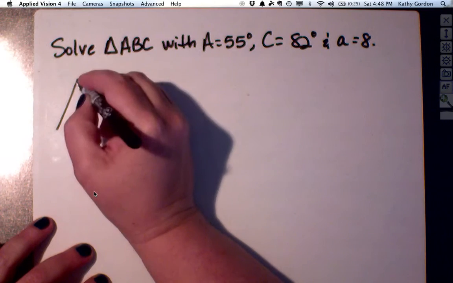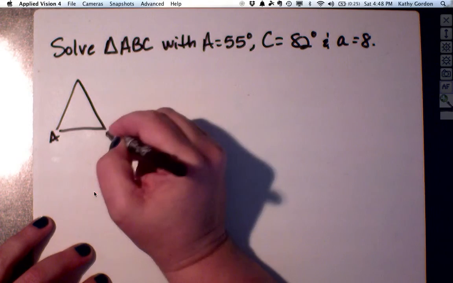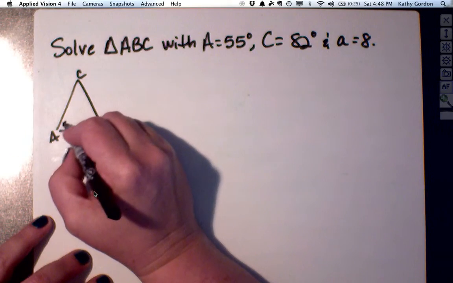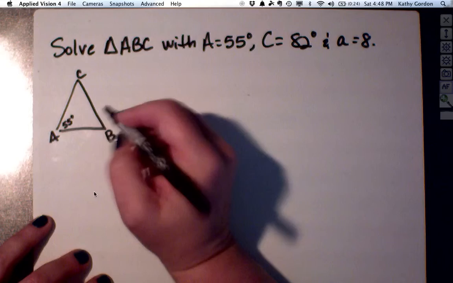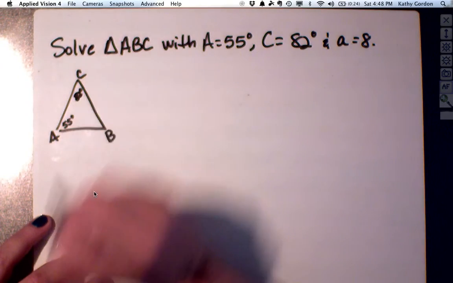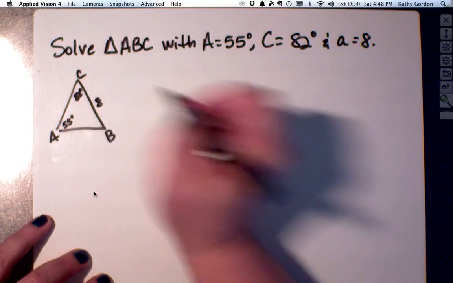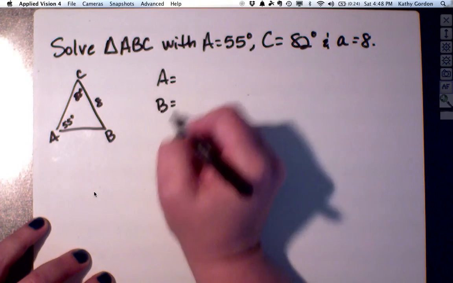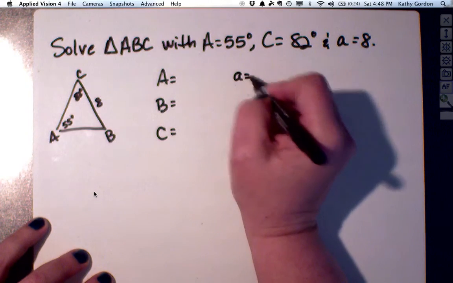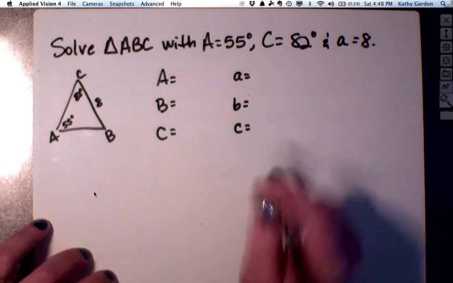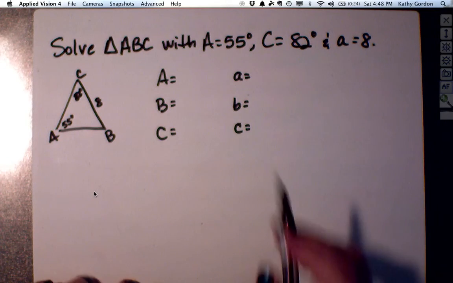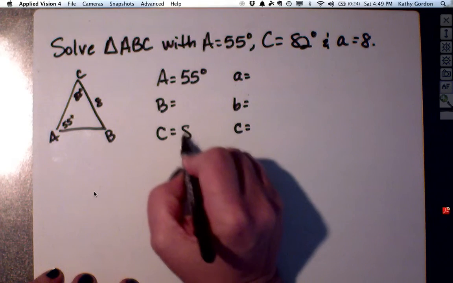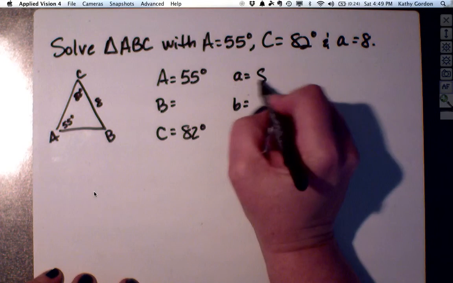All right, so if I do a quick triangle here, label my vertices with A, B, and C. Angle A is 55. Angle C is 82. Side A is 8. I'm also going to set up my little framework here, my table, so that I can fill in the three angles and the three sides as we find them. So first I'll fill in the ones we know. 55 degrees, 82 degrees, and 8.